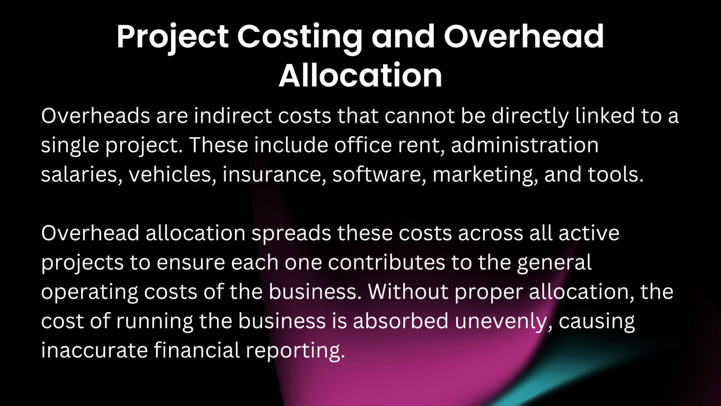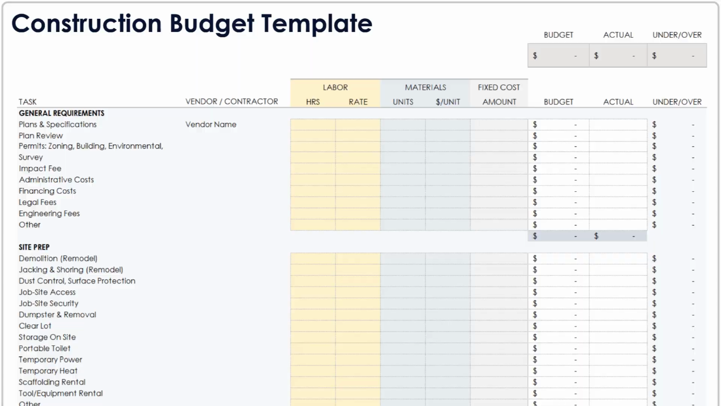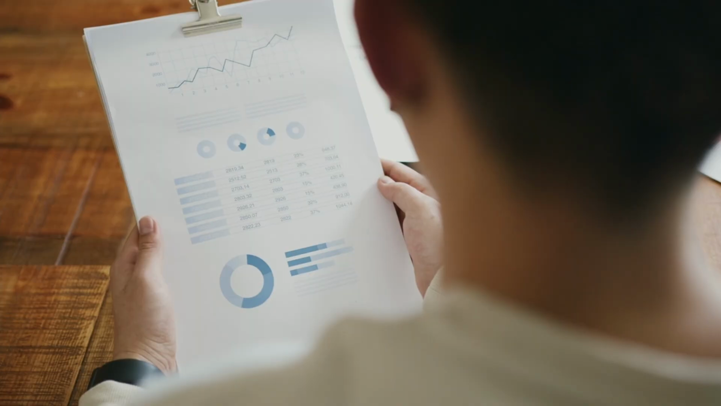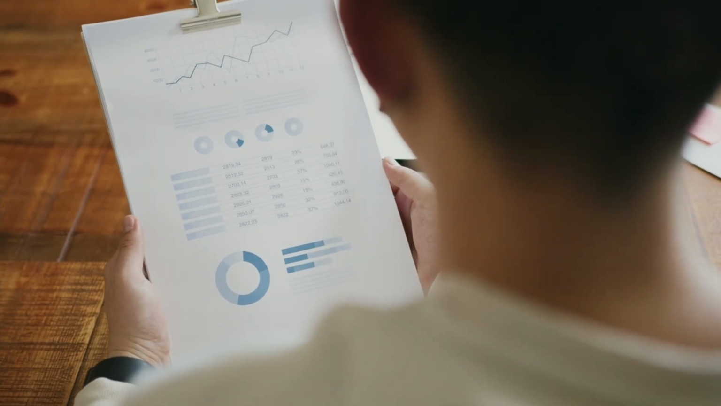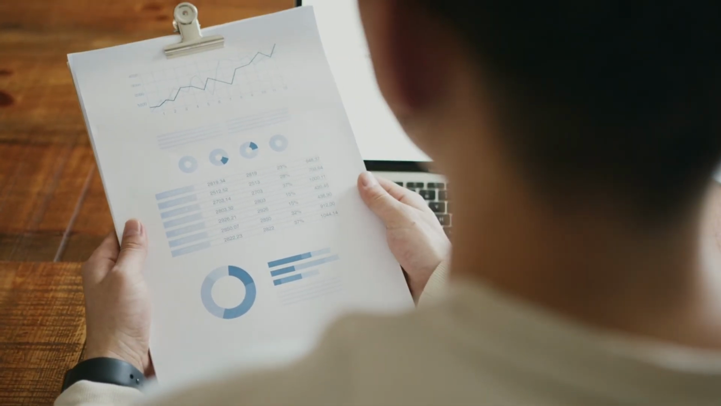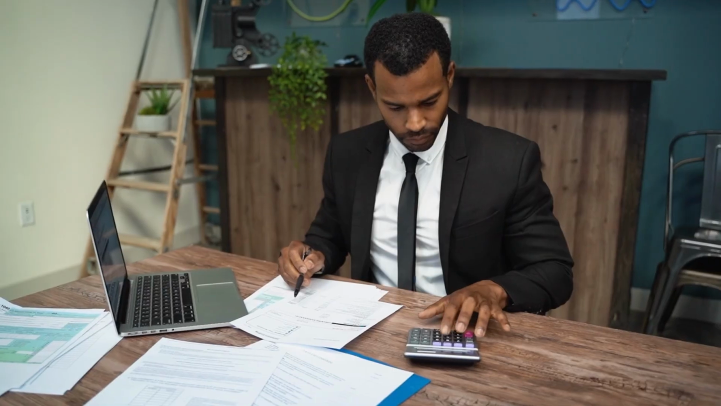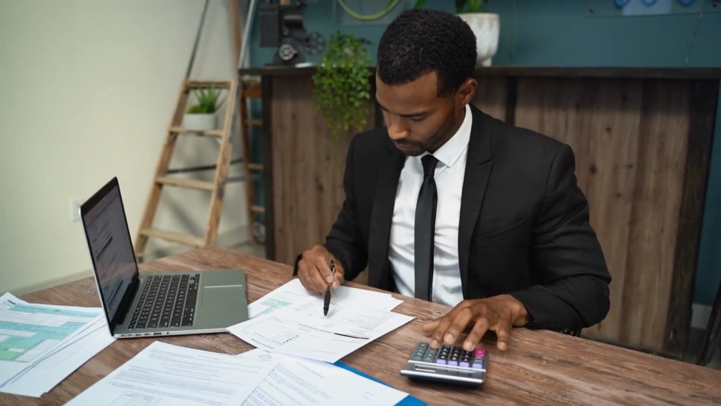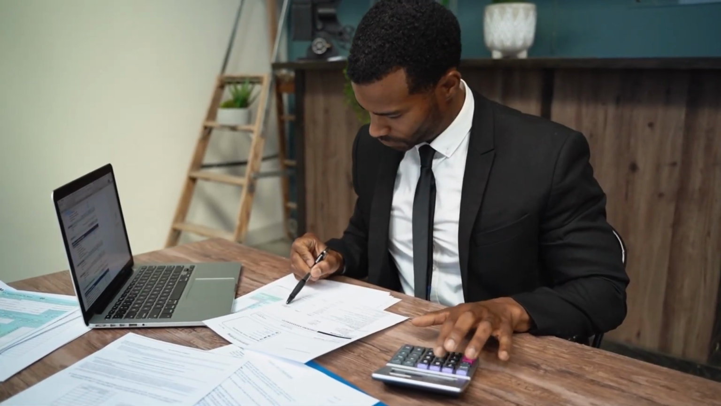Project costing and overhead allocation. Overheads are indirect costs that cannot be directly linked to a single project. These include office rent, administration salaries, vehicles, insurance, software, marketing, and tools. Overhead allocation spreads these costs across all active projects to ensure each one contributes to the general operating costs of the business. Without proper allocation, the cost of running the business is absorbed unevenly, causing inaccurate financial reporting. A professional construction business applies consistent overhead formulas to each project.